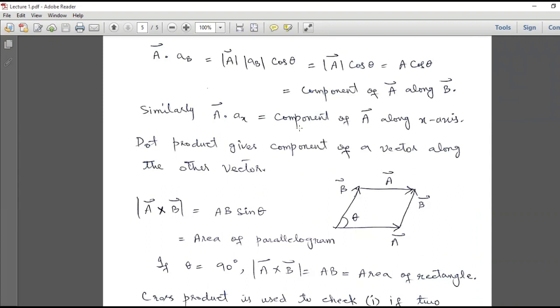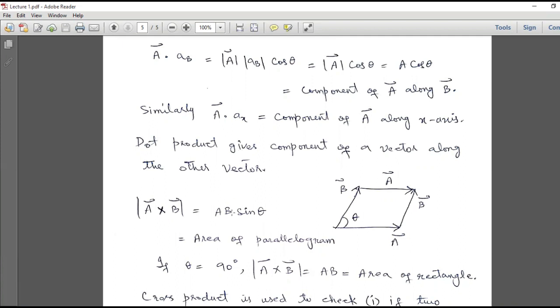Similarly, A dot AX is equal to the component of A along the X axis. So the dot product gives us the component of a vector along the other. This is one benefit of taking the dot product. The second benefit of taking the dot product is checking whether two vectors are perpendicular to each other or not. If we are given two vectors and we take the dot product between them, if the answer is zero, it means these two vectors are perpendicular to each other, otherwise not.